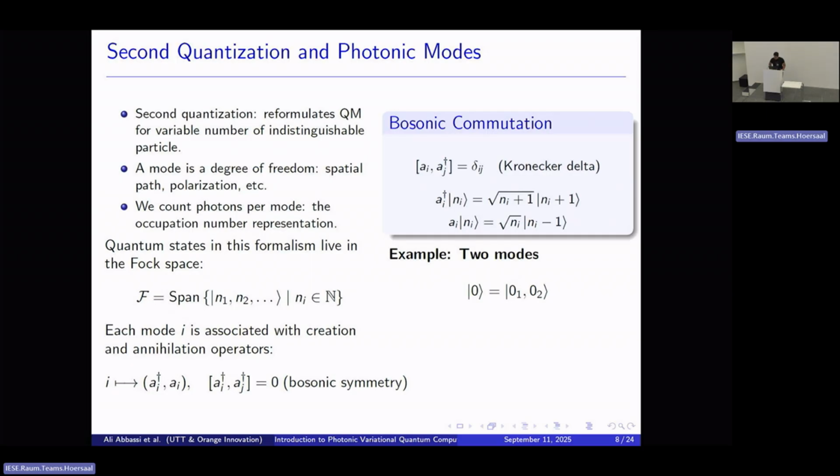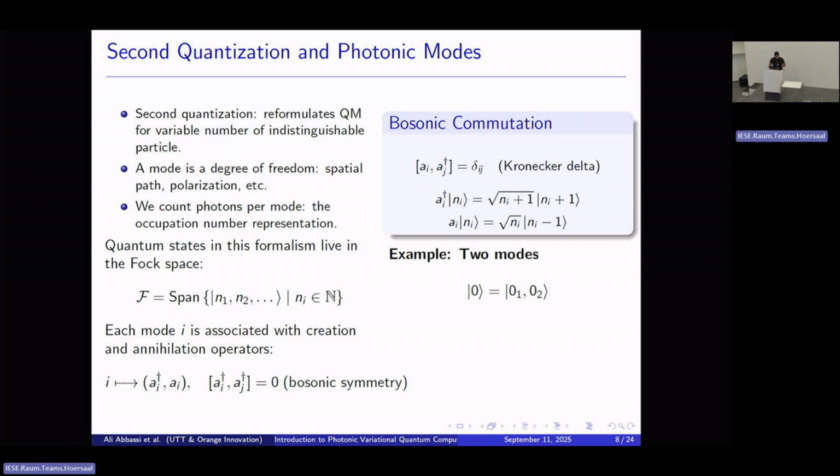And here is an example. So let's define the usual ket zeros that we are used to. It's a column vector. But actually here it says that we have no photons in mode 1, no photons in mode 2, whatever mode means.